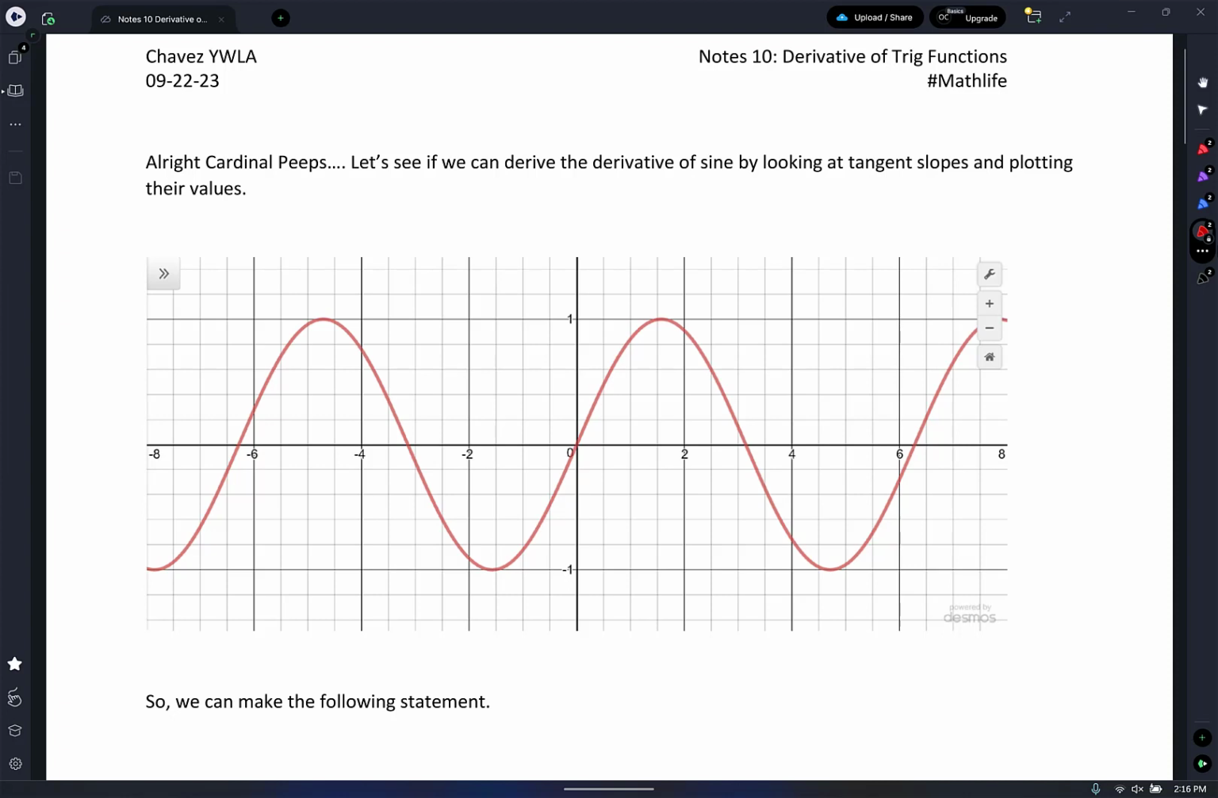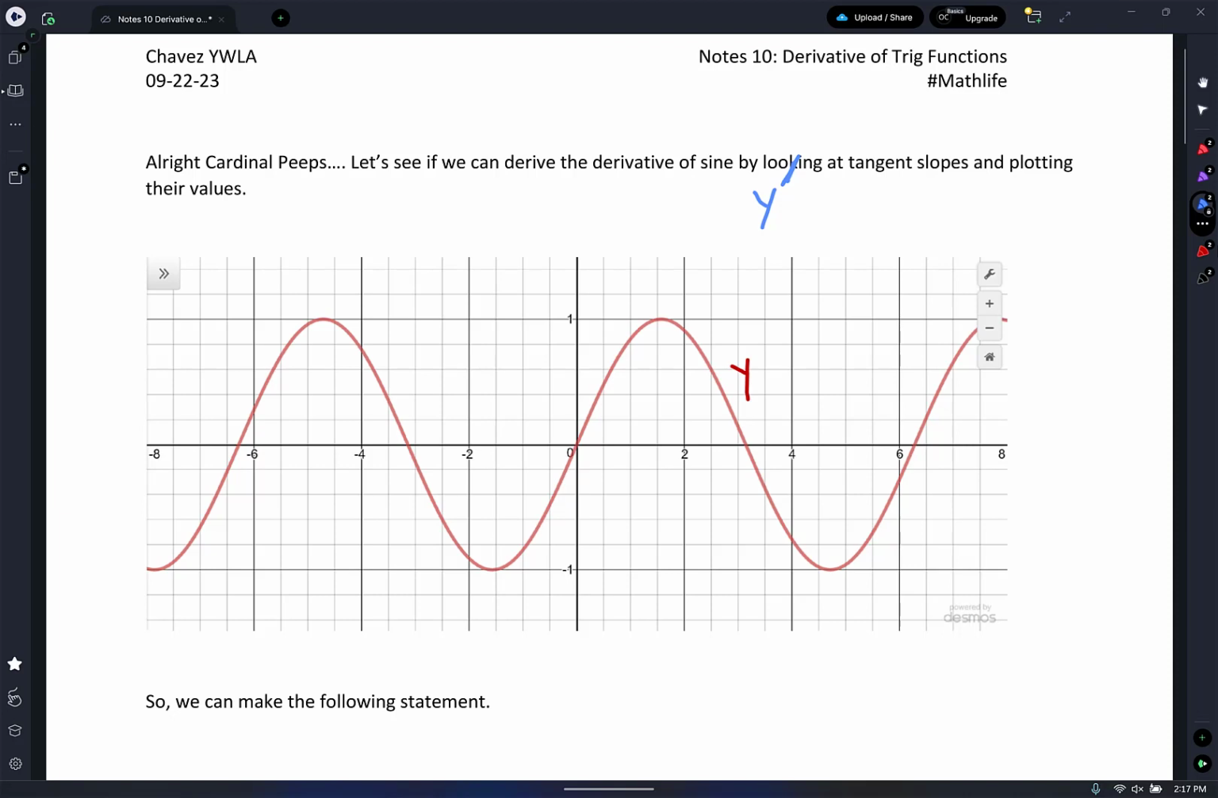So I'm gonna call this red function y, and so y looks like that. And I'm gonna choose a different color for y prime. So I'm gonna say this color, sky blue, is y prime, my derivative. And look what it says here. It says, let's see if we can derive the derivative of a sine by looking at the tangent slopes and plotting their values. So we're just plotting tangent slopes, which is the derivative of y. Yay or nay? All right, so listen carefully.